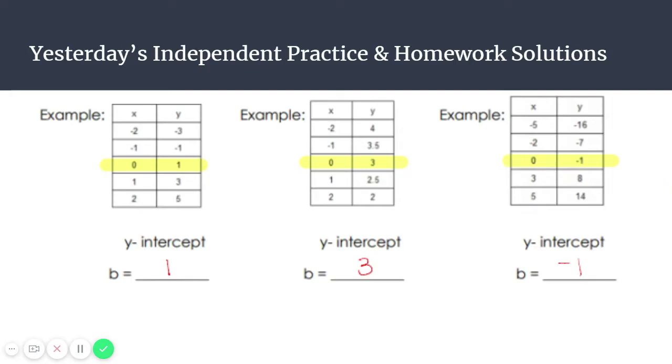Going over yesterday's homework assignment, you were given 3 examples and asked to find the y-intercept. That is the point on the graph, table, or chart that you were given where the x-coordinate is 0. So for example 1, at point 0, your y-intercept is 1. For example 2, your y-intercept is 3. And for example number 3, your y-intercept is negative 1.